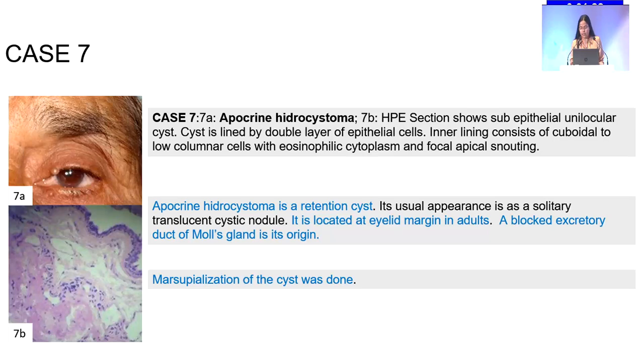Our seventh case is a case of apocrine hydrocystoma. It's a retention cyst. It is located at the eyelid margin in adults. A blocked excretory duct of the gland of Moll is its origin. Marsupialization of the cyst was done.